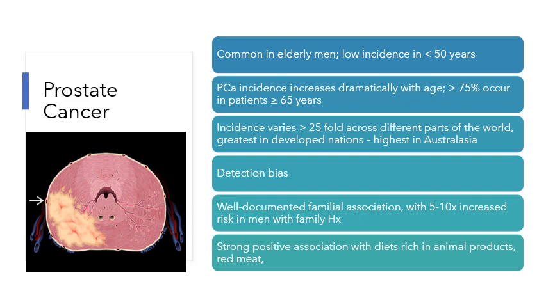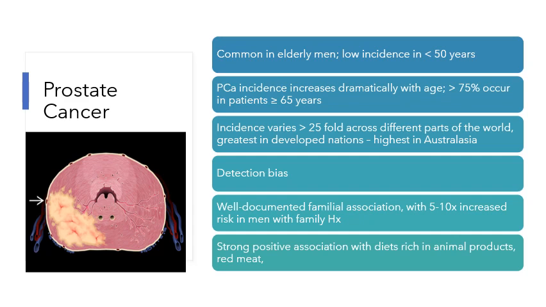Carcinoma of the prostate is uncommon below the age of 50 years, but the incidence rises dramatically with age, and still three quarters of all prostate cancers occur in patients over the age of 65. The incidence of prostate cancer varies quite markedly across geographic areas, but it is much more common in developed nations, and in fact Australasia has the world record at the moment for the highest incidence of cancer of the prostate.